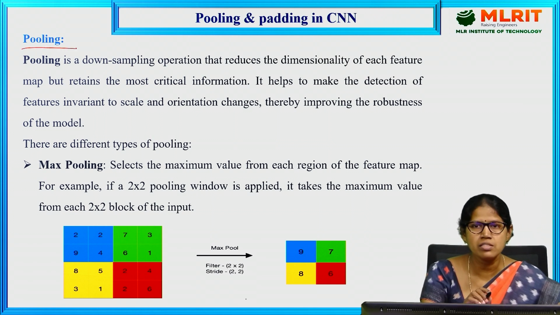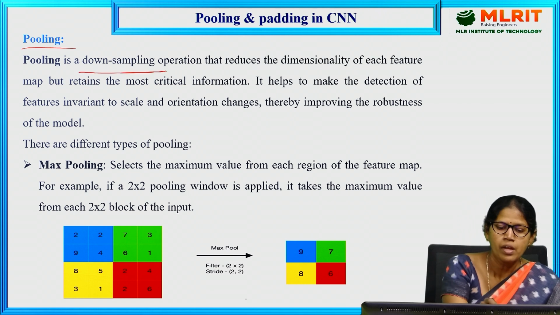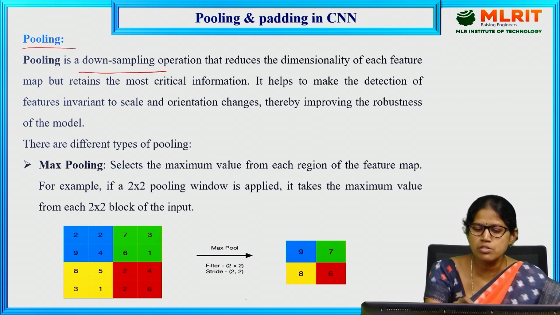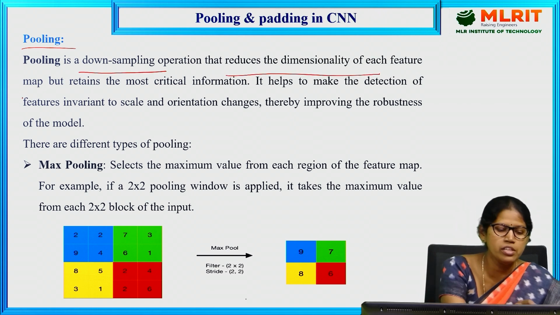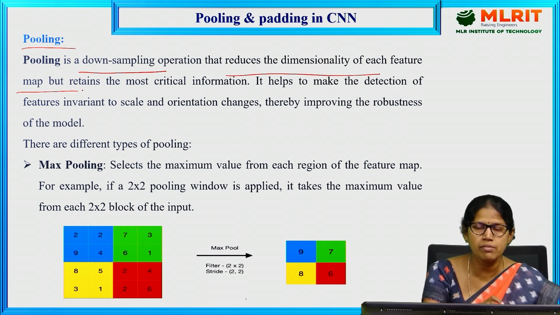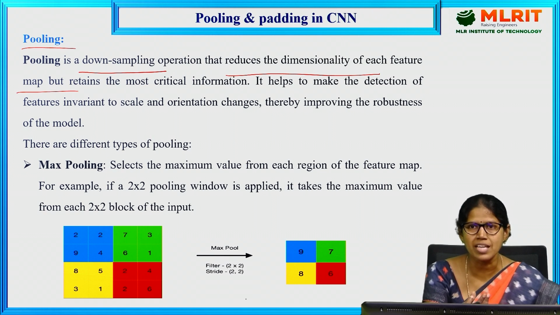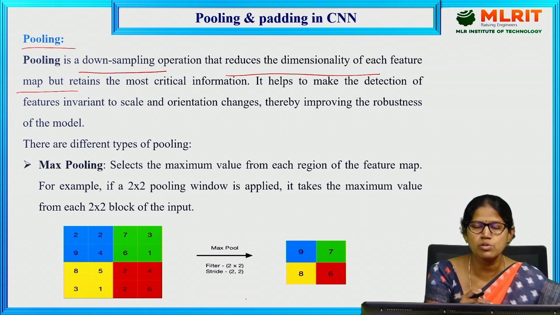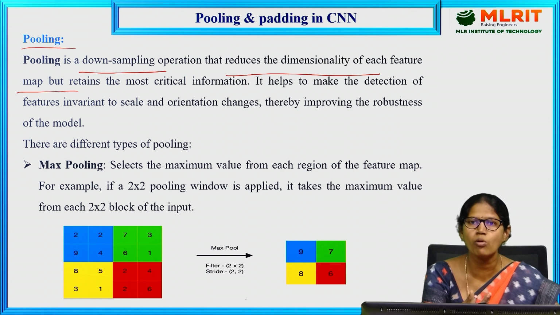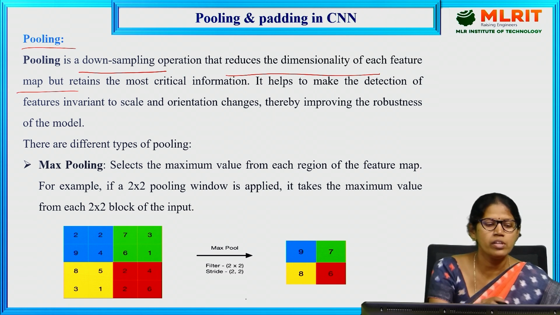So pooling is a downsampling operation, which is used to reduce the dimensionality of each feature map. Whatever the convolution layer completes, it will take that feature map from the previous layer and apply the pooling layer. Why? Because the feature map is of huge size, so it needs to be reduced. If you apply the pooling, the size of the feature map is reduced and it is easy to train the model. In that scenario, we need to apply the pooling.